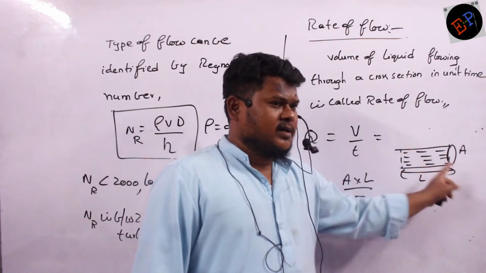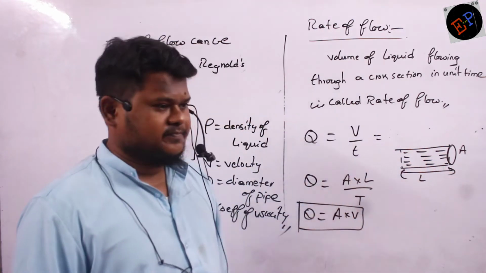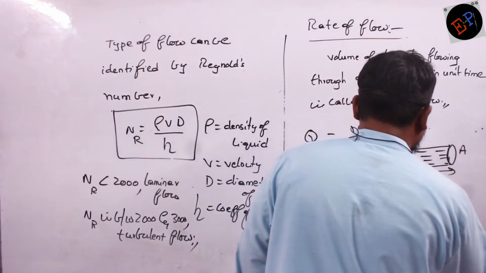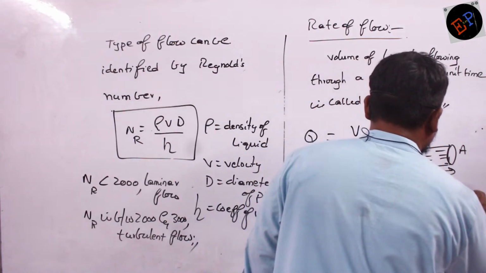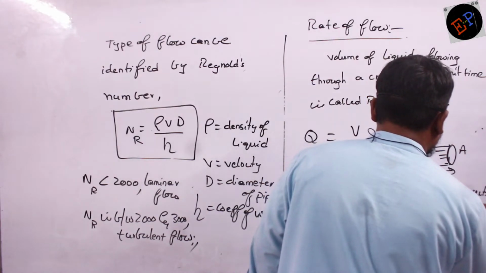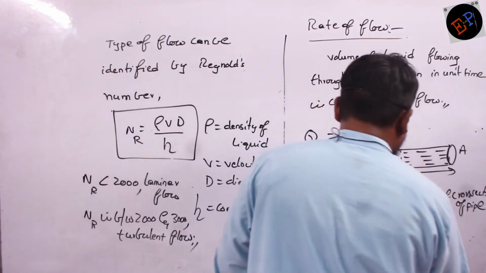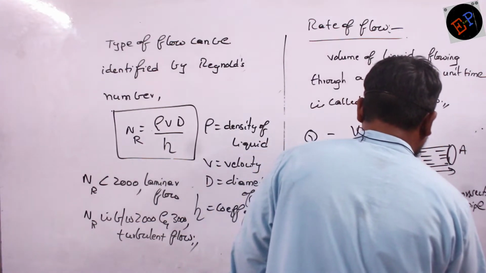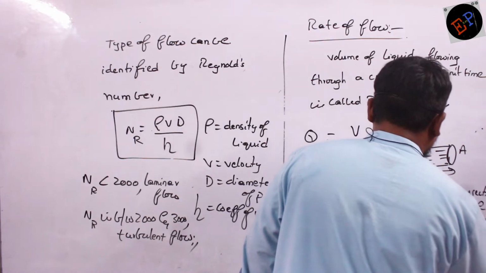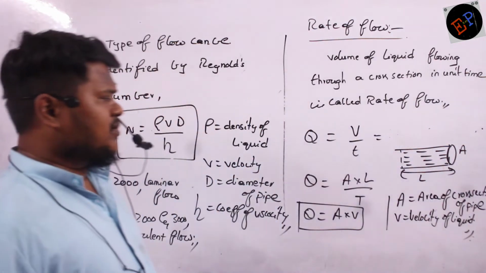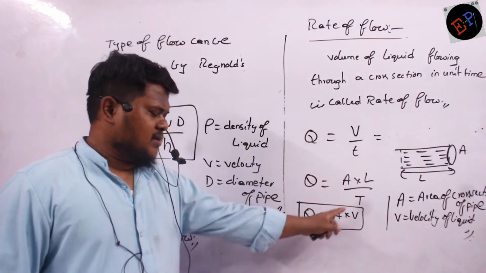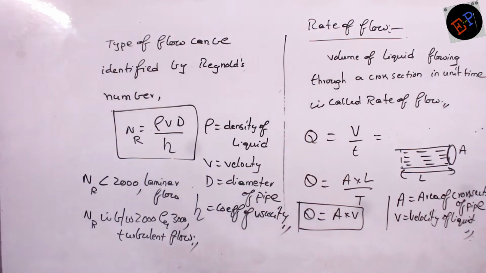So velocity, how can I calculate? Length by time is nothing but velocity. So therefore A is called what? A is called area of cross section of pipe. And V is called velocity of liquid. So therefore these are the two formulae to calculate rate of flow. One is volume by time, another one is area of cross section multiplied by velocity.